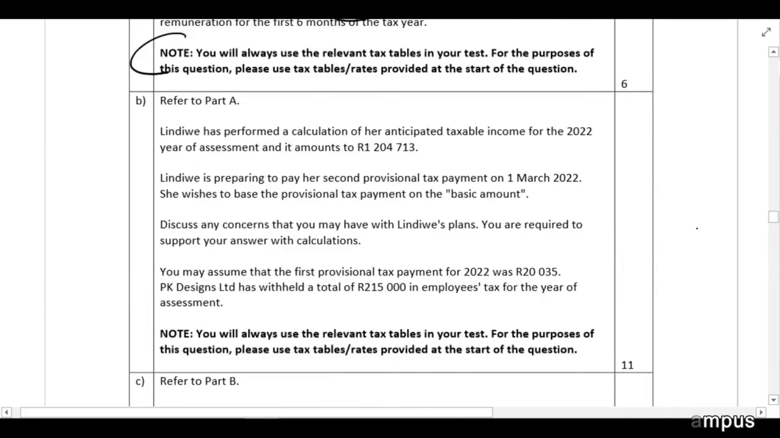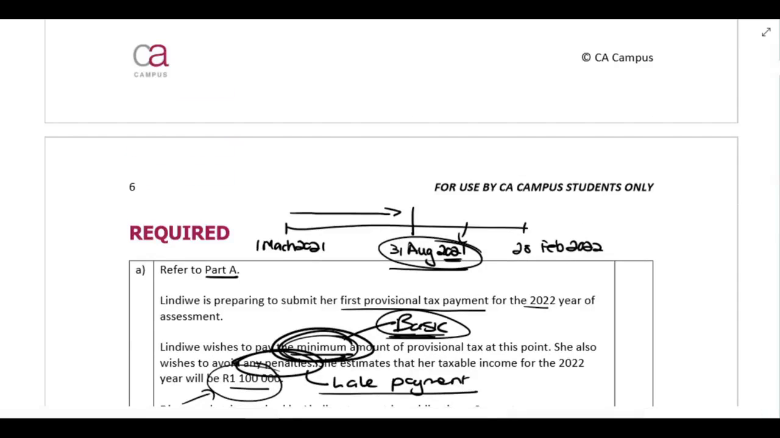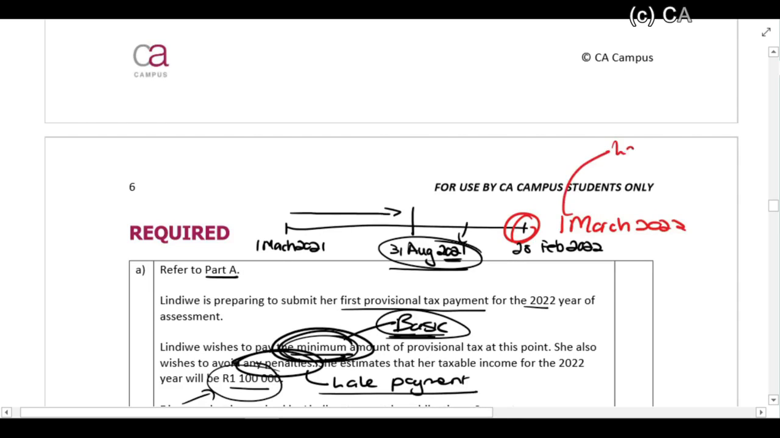Refer to part A. Lindiwe has performed the calculation of anticipated taxable income for the 2022 year of assessment, and it amounts to 1,204,713. Lindiwe is preparing to pay her second provisional tax payment on the 1st of March 2022. Now, the second provisional tax payment must be paid on the 28th of February 2022. She wants to pay it over a year. Now, if she does that, immediately you need to know that there is going to be a late penalty of 10% of the amount.